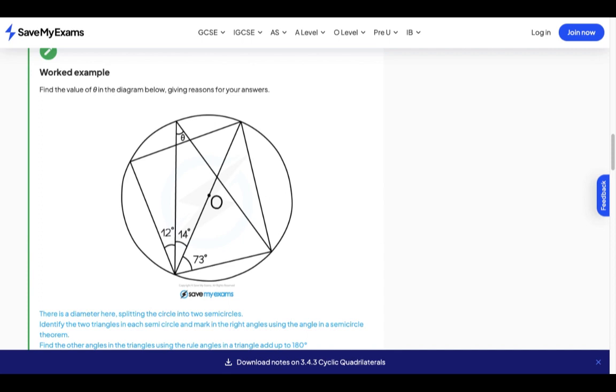Okay, the drawing is a bit complex. First of all, we draw a cyclic quadrilateral. Okay, I think it's not complex. We draw a diameter. We draw a cyclic quadrilateral. We draw a diameter. Okay.